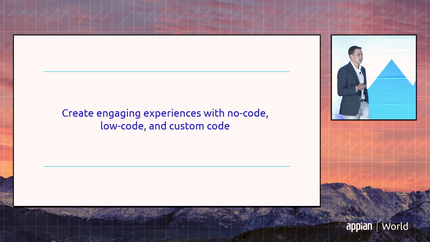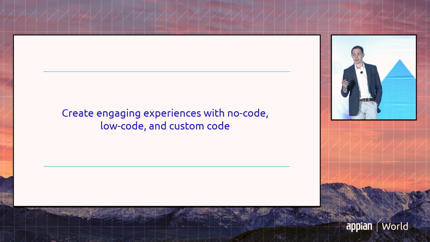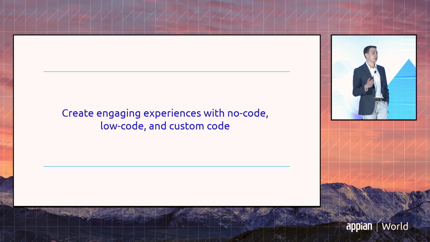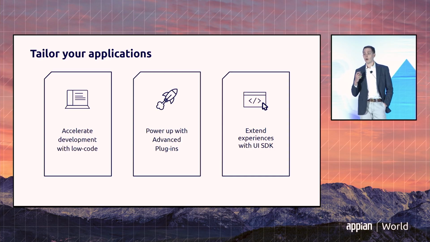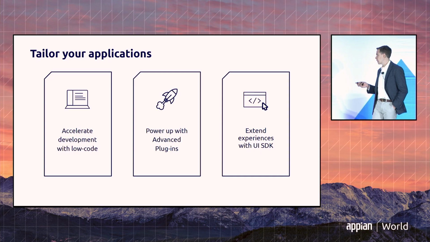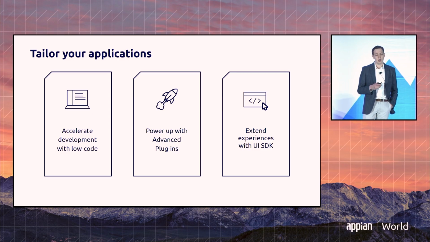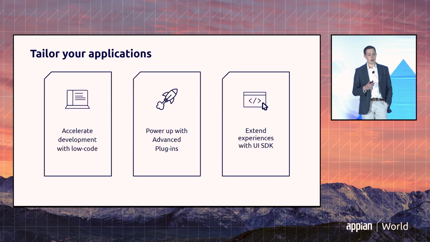Simply put, Appian allows you to create engaging and functional experiences fast so that you can achieve your business outcomes. You can use our no-code, low-code, or custom code in order to create these great experiences, and we're now extending that with our new advanced plugins as well to help you achieve those business outcomes faster.